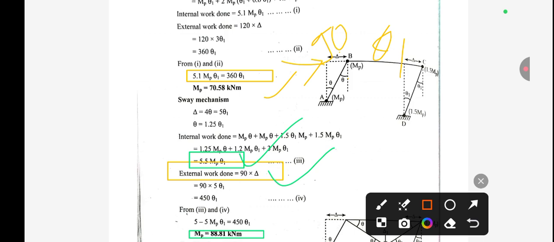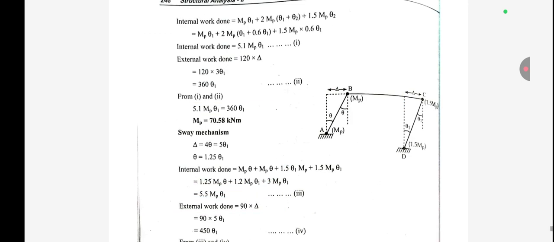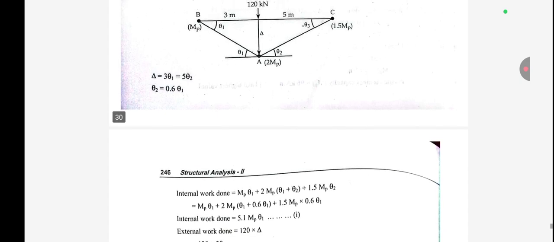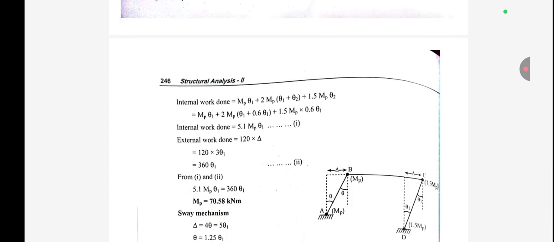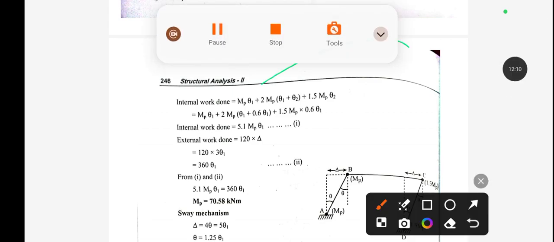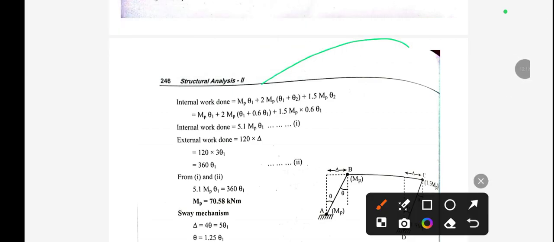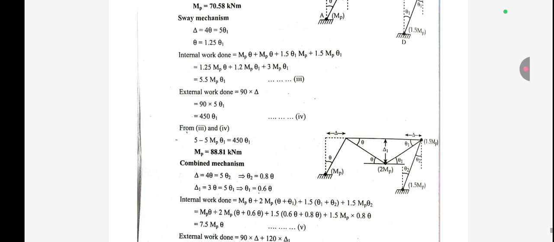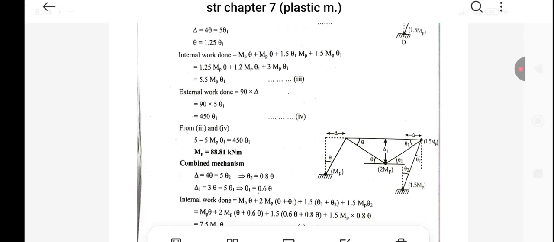So you can see here we have two different values of mp. Okay, for this sway mechanism we have the value of mp is 88.81, right? And for this beam mechanism we have a different value, that is 70.58. Okay, you can see here we have two different values. This value will be 70.5, and this will be 88 point.